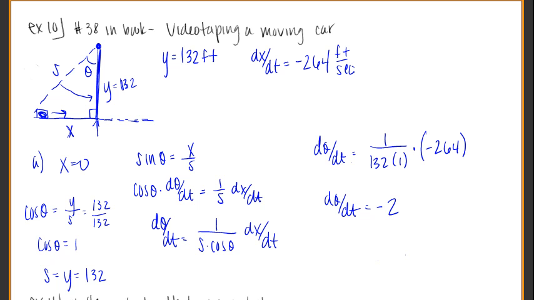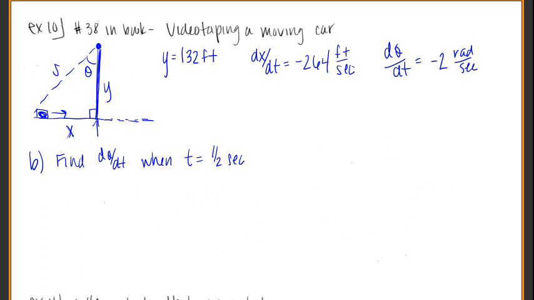Because we're looking at the change in angle with respect to time, we'll write it as radians, since they don't give us exactly if it's degrees or minutes. We're going to go radians per second. So there's the answer for how fast the angle is changing when the car is directly in front of our line of sight.